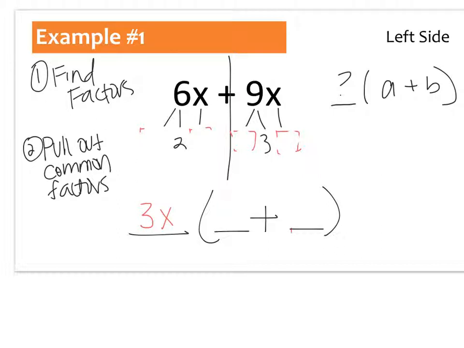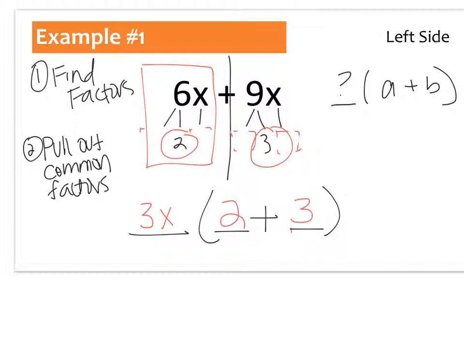So now the question is, when I took out the 3 and I took out the x, what am I left with on the 6x side, right? When I look here, I'm left with a 2. So that's what's going to go right in here. What about this 9x? What am I left with? I'm left with a 3. So I'm going to put a 3 here, okay?